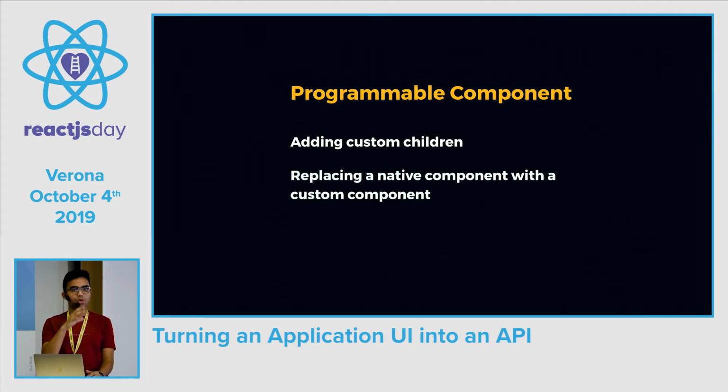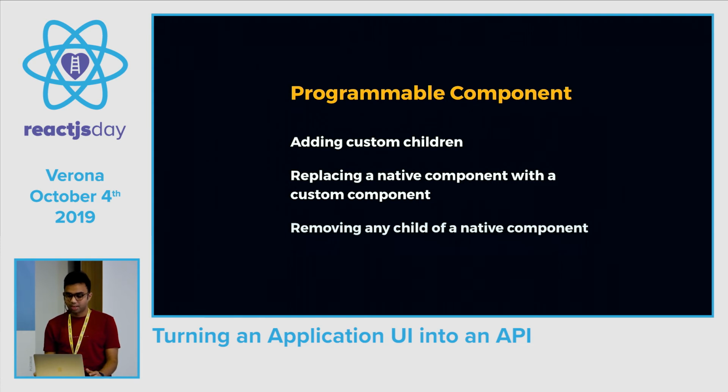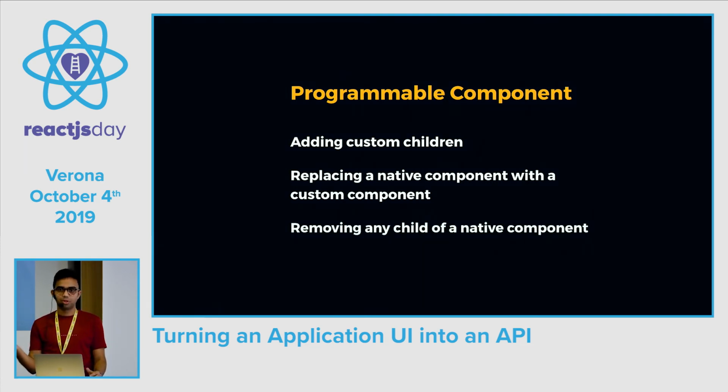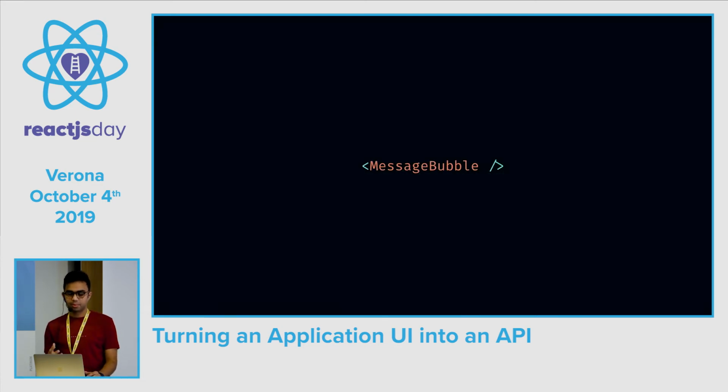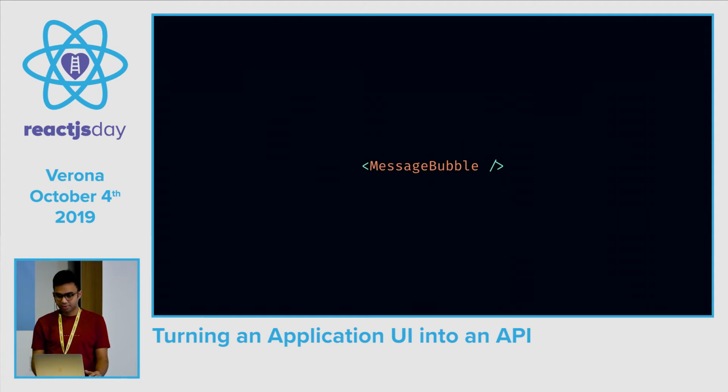And second is if they don't want any of the native components we are giving, they should be able to replace that with a custom one. And the custom one should behave like it's already part of there. So it should basically get the props that the replaced one was getting. And the third one is if they don't want any components, they should be able to remove them.